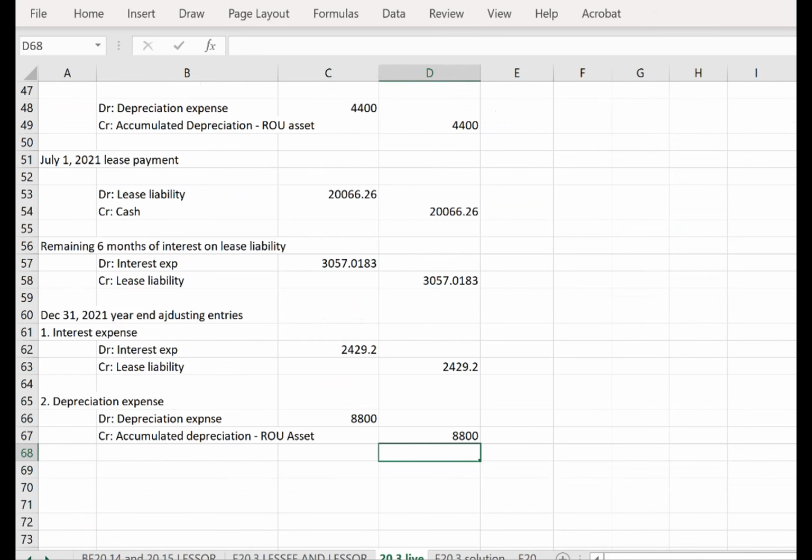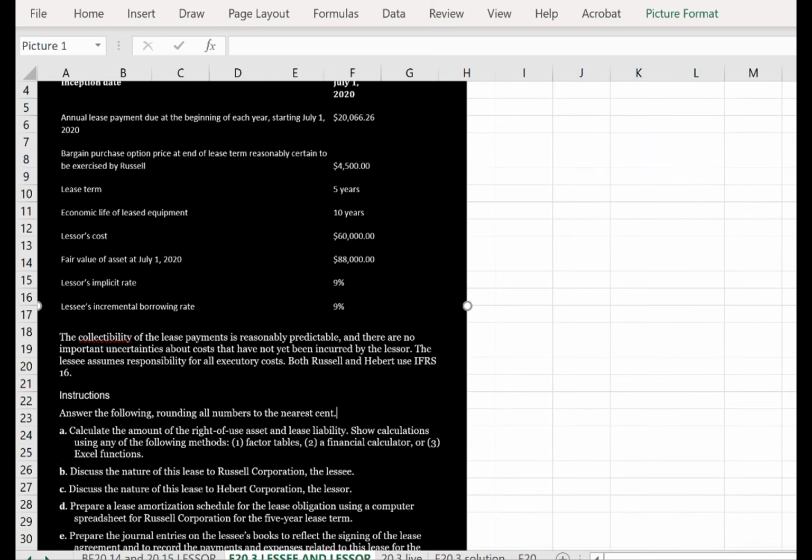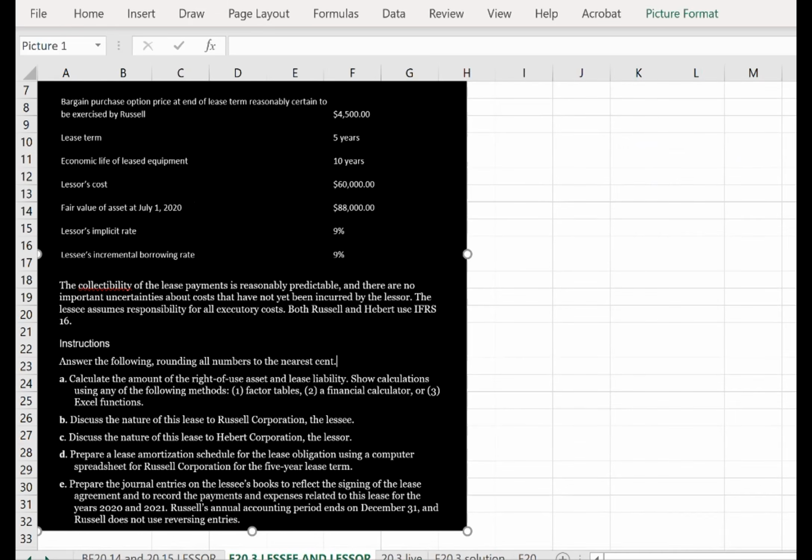All right, and that takes us through to the end of this question. Let's just recap, take a look at what we did here. We recorded the journal entries to reflect the signing of the lease agreement and to record the payments and expenses related to the lease for 2020 and 2021.